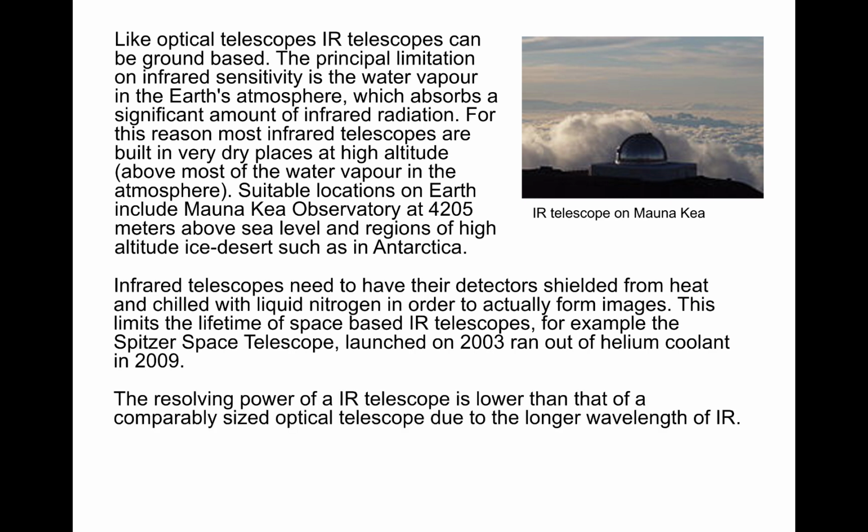And the resolving power, or the Rayleigh criterion, of an infrared telescope is lower than that of a comparably sized optical telescope due to the longer wavelength. So Rayleigh criterion is wavelength divided by diameter. And the infrared wavelengths are obviously longer than visible light, so it affects the resolving power in a negative fashion.